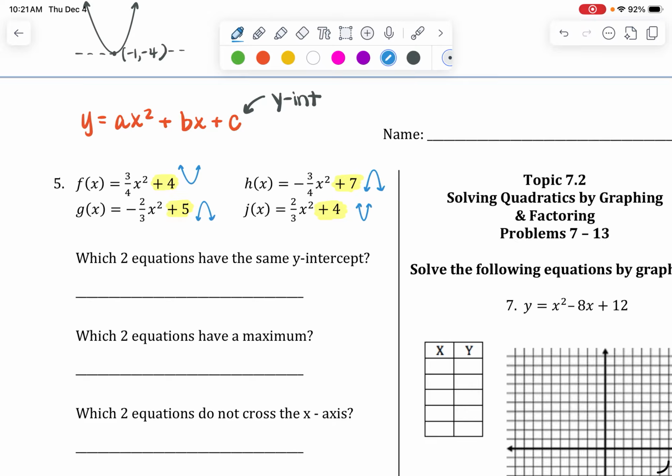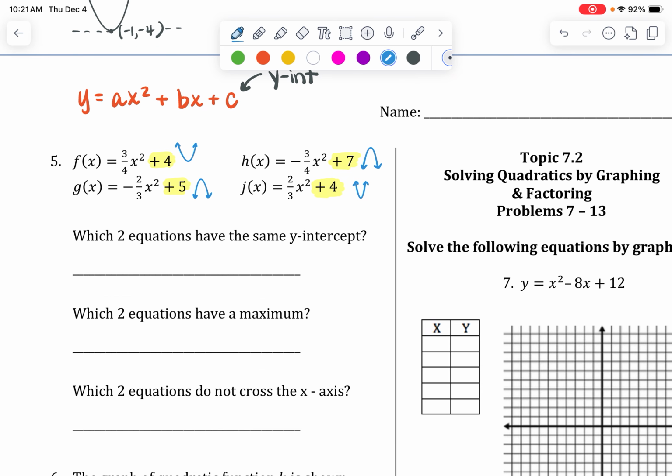All right, so I'm just putting little notes there for myself. Sorry. So that's a lot of information, right? Because I know their y-intercepts and I know whether they open up or down. Okay, it says which 2 equations have the same y-intercept?